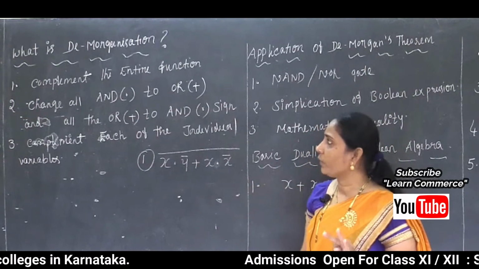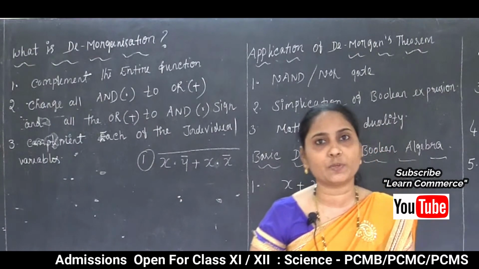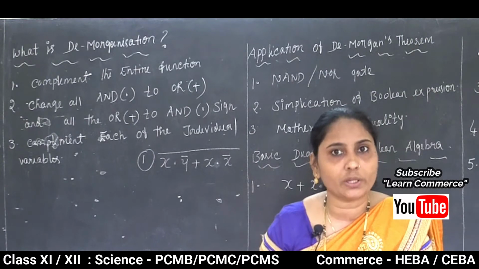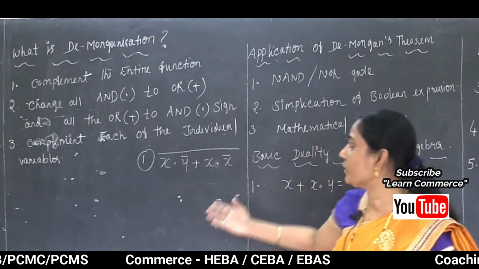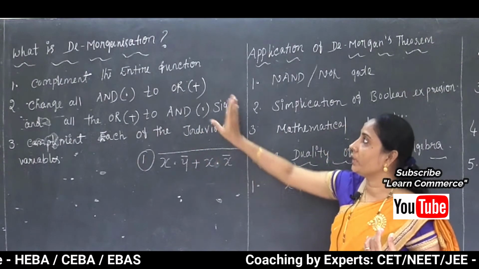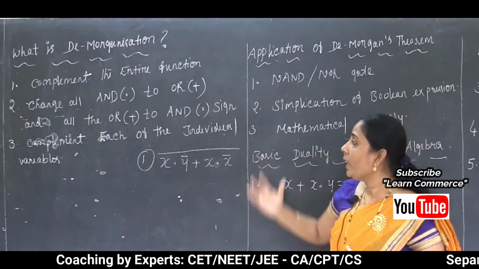Now whatever the problems there are, or the simplification of such Boolean expressions, De Morgan's problems, later on we are going to solve in our next class. Clear this point? Or maybe in upcoming classes we are going to solve them, but in this class I am just going to tell about the meaning, what do you mean by the De Morganization process.